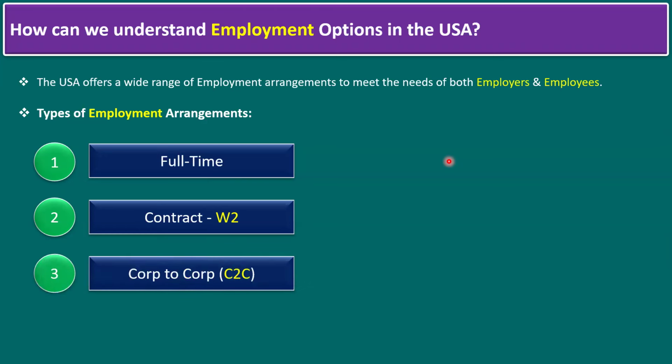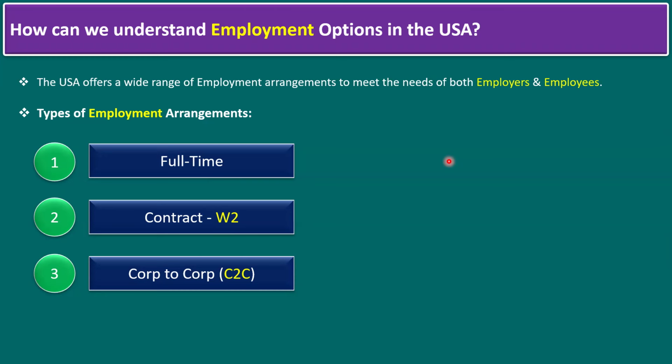Another option, corp to corp. In short form, we call it C2C. Here it involves corporations, not only one staffing agency. There may be two staffing corporations involved, with corporations contracting with each other for services. Contractors establish separate legal entities for business activities. Within C2C, it offers flexibility and tax advantages for businesses. In some scenarios, if you're holding an H1B visa or OPT visa, depending on your staffing agency, you can choose full-time, contract W2, or corp to corp, any of the options.